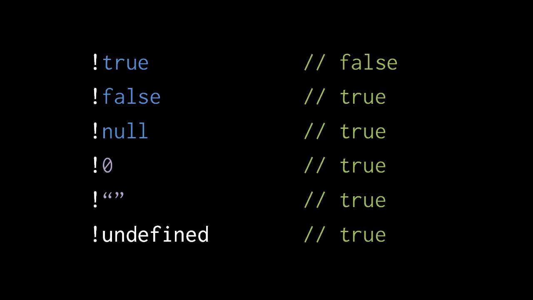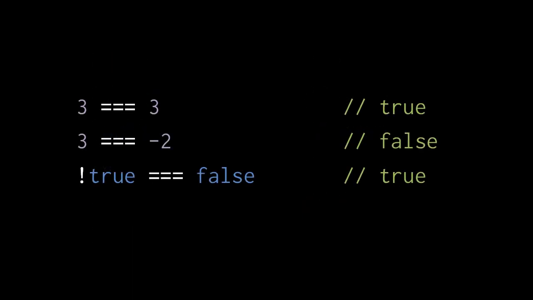Here then, not true of course returns false, and not false returns true, but not null, not 0, not empty string, and not undefined all return true as well, because those values themselves are all considered false for the sake of any logic operation. Again, all values other than these 5 are considered true. Here, the first line returns true because 3 is equal to 3, the second line returns false because 3 is not equal to -2, and the third line returns true because the not operator has the higher precedence. Not true returns false, and then false is equal to false, returning true.